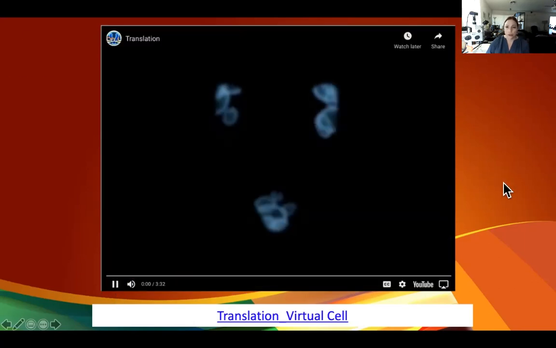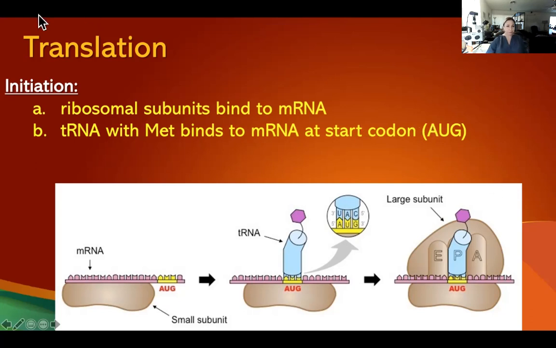Okay, so let's continue here. So I recommend that you watch that video several times to give you a way to visualize the process. So let's look at the first step of translation, which is initiation.